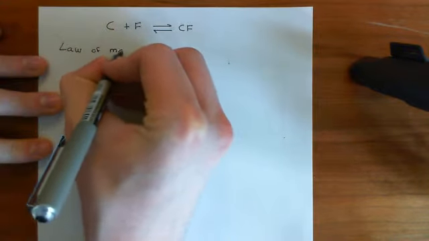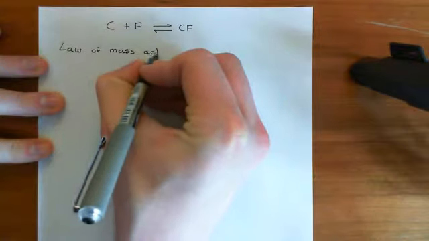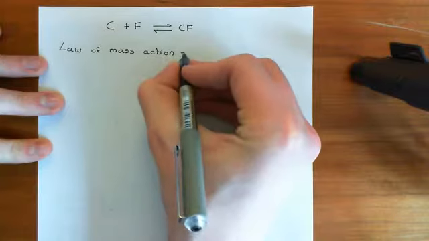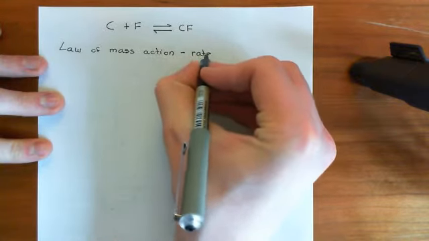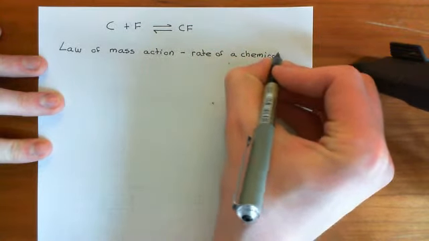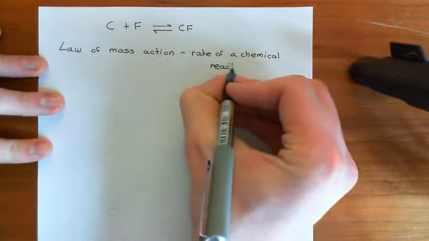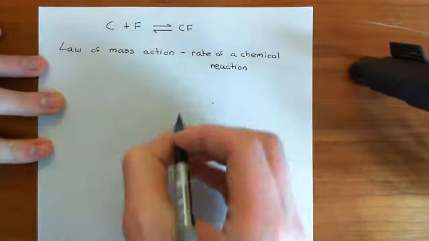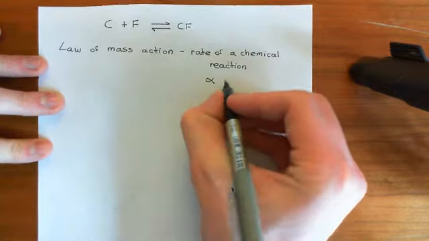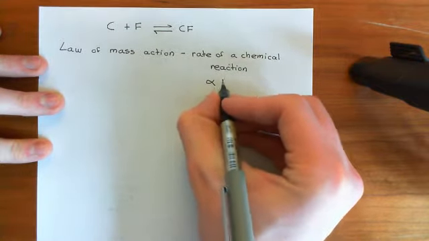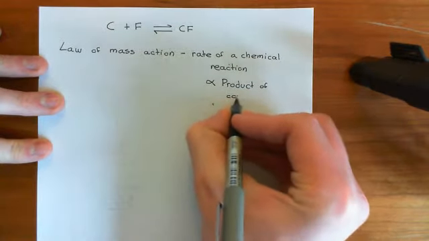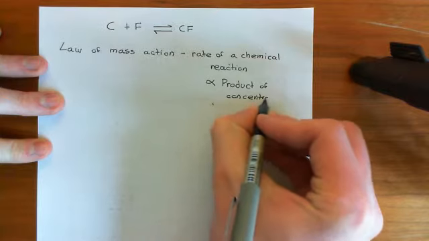Okay, now, the law of mass action says that the rate of a chemical reaction is proportional, so that's the symbol for is proportional, to the product, so multiply them all together, product of concentrations of reactants.